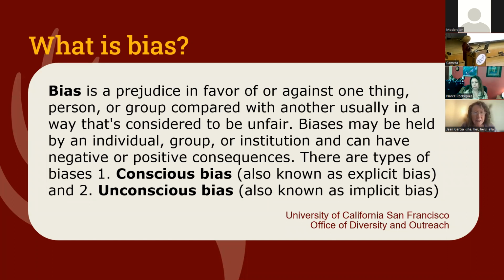So what is bias? Bias is a prejudice, either in favor of or against one thing, a person or a group, and it compares with another, usually in a way that's considered unfair. So really, biases may be held by an individual, it might be held by a group, or as an institution, and we'll talk a little bit about that in a couple minutes. And they can have negative or positive consequences. So there's 2 types of biases, and we're going to talk about both of them today. One of them is conscious, and it's also known as explicit, or unconscious, which is known as implicit. And we'll again talk about those 2 specifically in a couple minutes. Next slide.